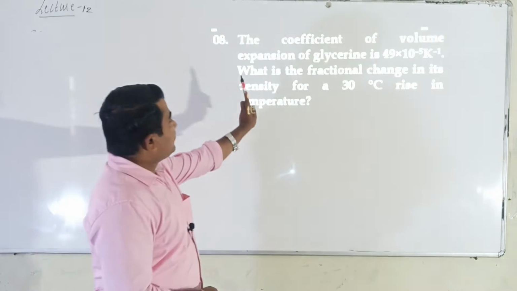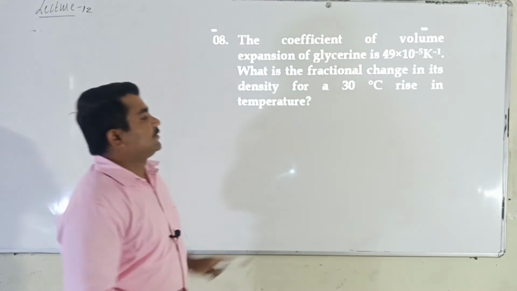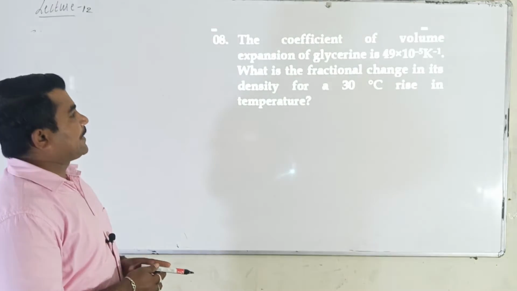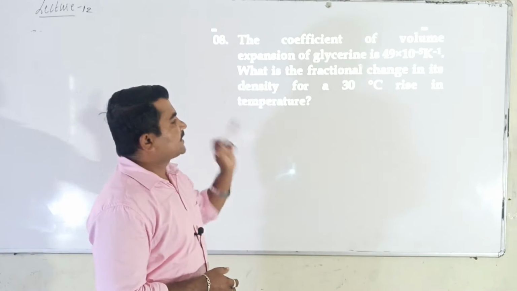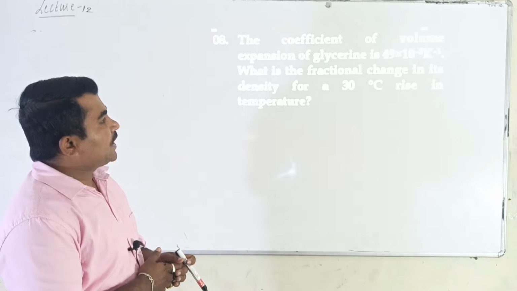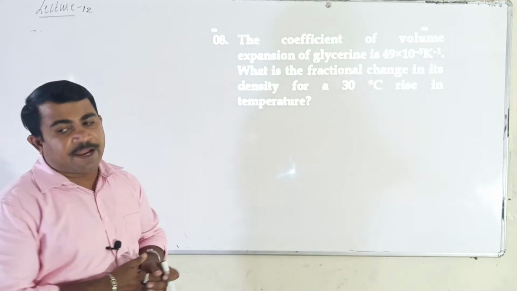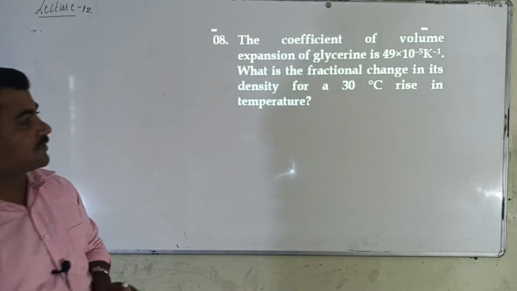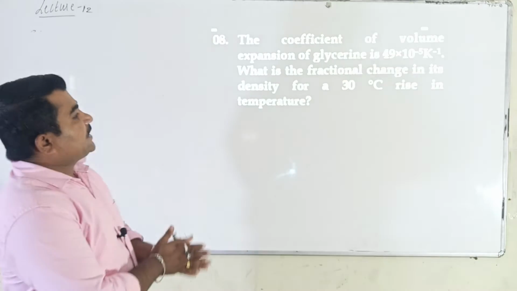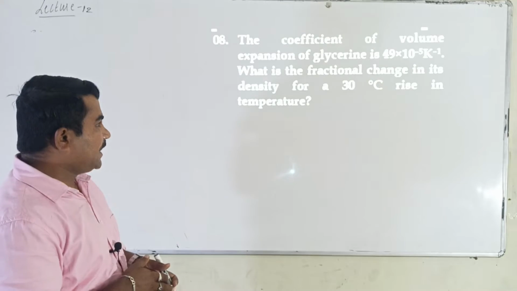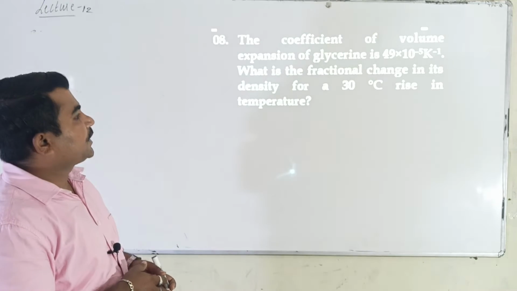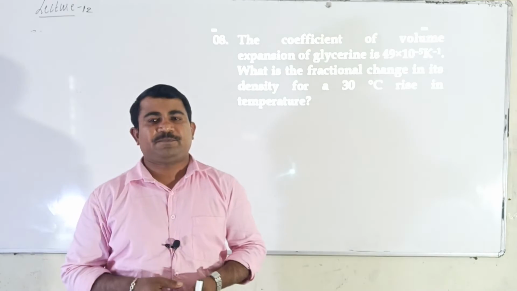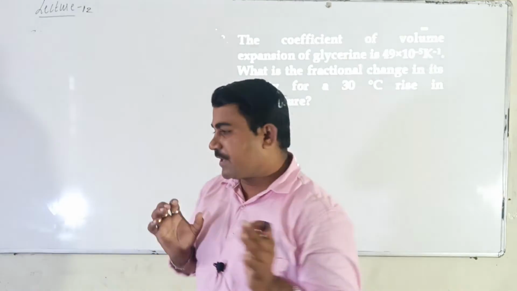The numerical is on the coefficient of volume expansion. The coefficient of volume expansion of glycerin is 49 into 10 raised to minus 5. What is the fractional change in density for a 30 degree rise in temperature? The question is very simple here.